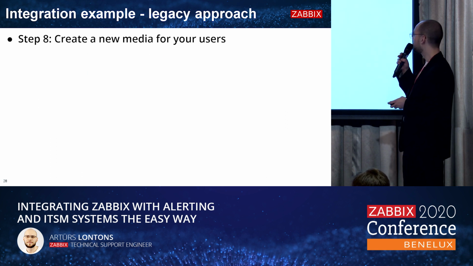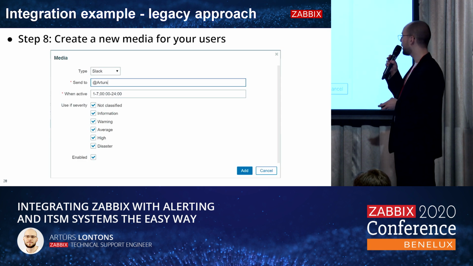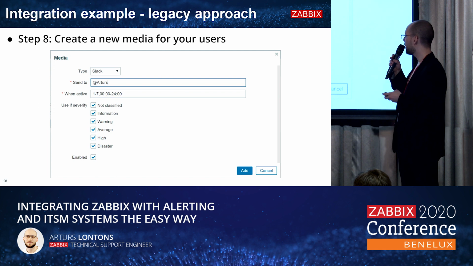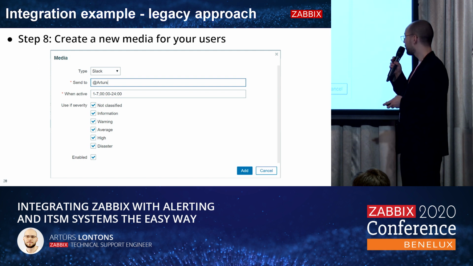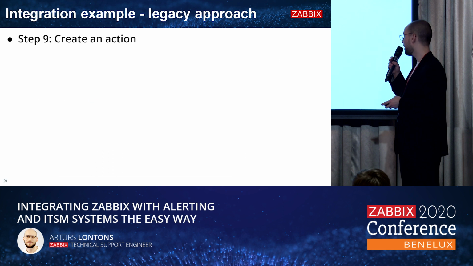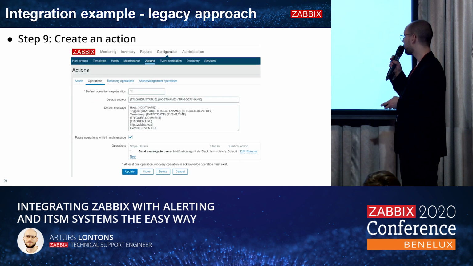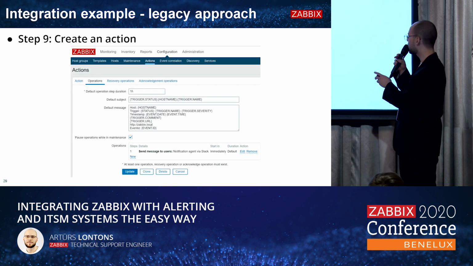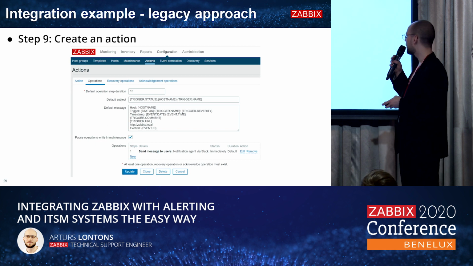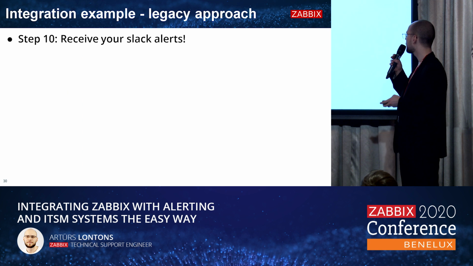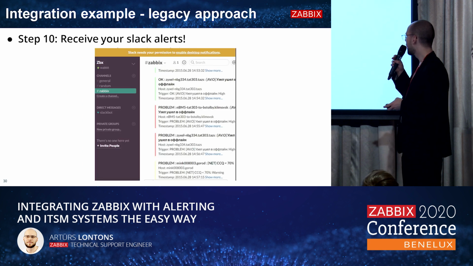All right, create a new media type for our users. Okay, you should be familiar with this. My media for my user, Monday to Sunday from midnight to midnight. Yep, I'm not getting any sleep this week, I guess, for triggers of all severities. All right. Then I have to create an action that will execute an operation, send notification via Slack immediately. And then I'll receive it.